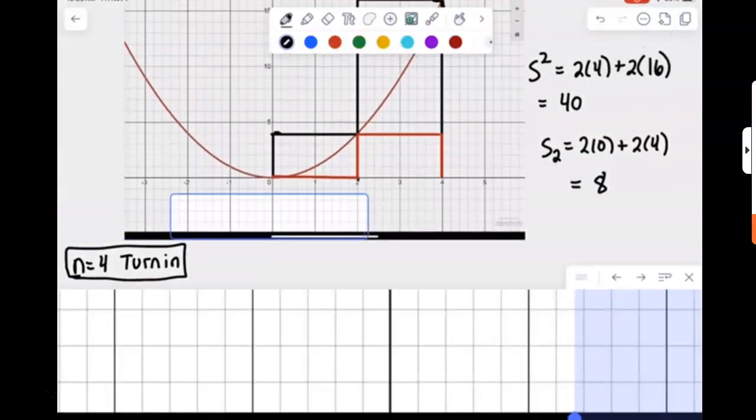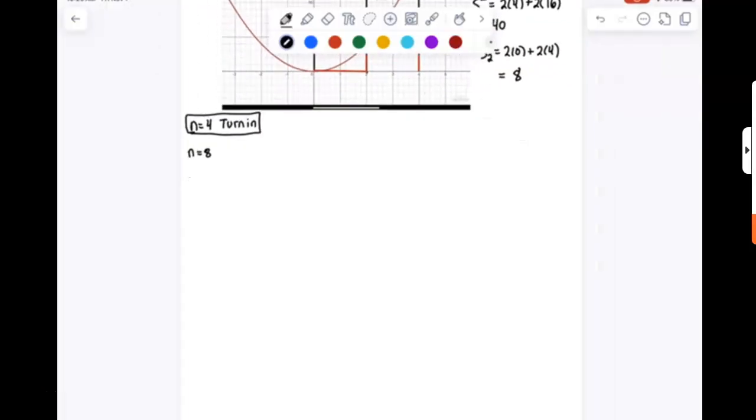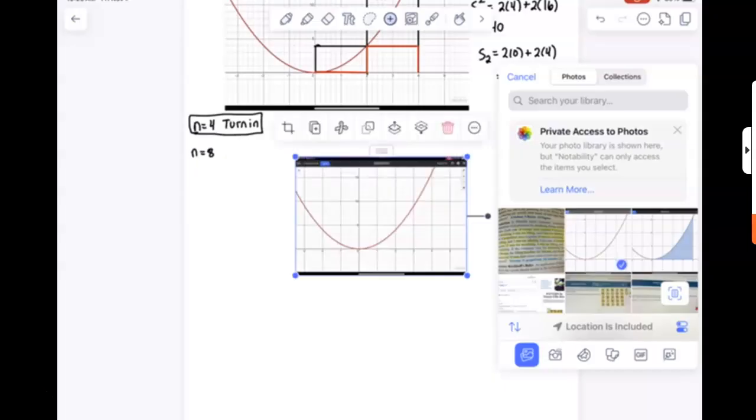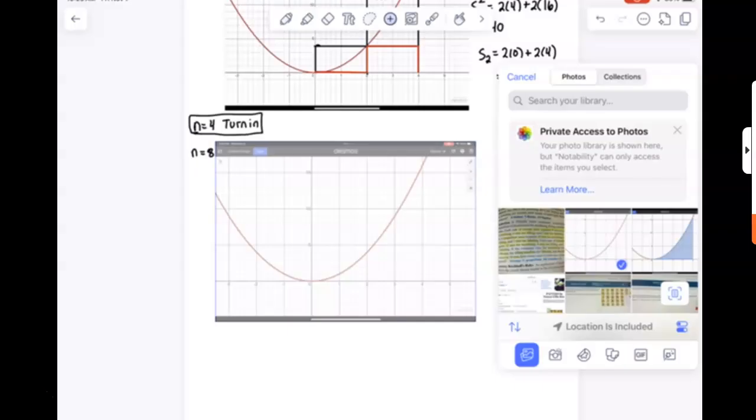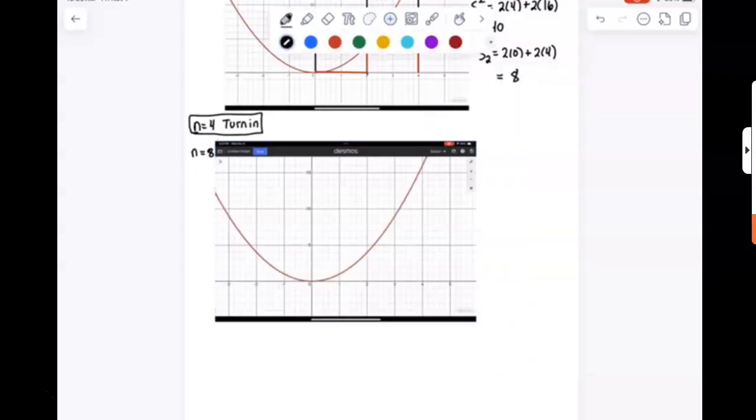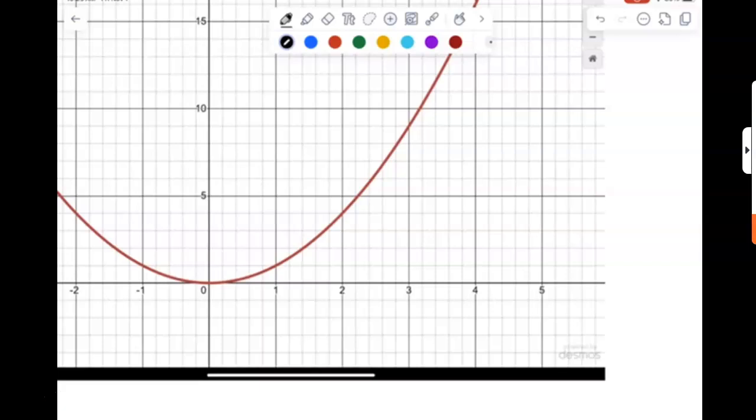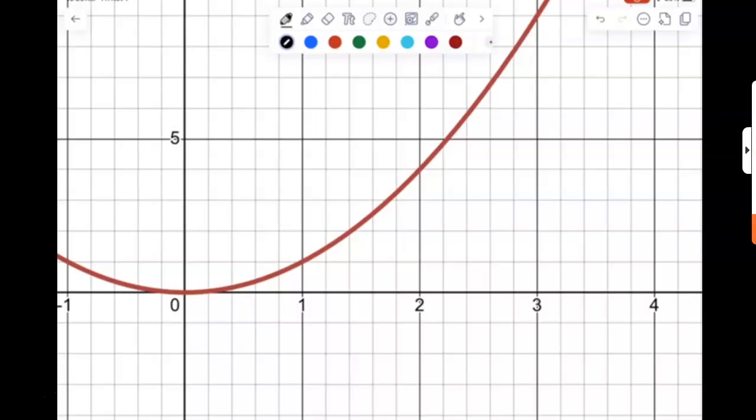Now we're going to do one more example here, and that is we're going to look at n equals 8. So if you're not quite sure how this works, hopefully this last example will clear it up for you. We're going to do n equals 8. So that means we're going to take the interval from 0 to 4 and divide it up into 8 equal intervals. So that means each interval will be a half of a unit long. So you take the distance of 4 divided by 8.